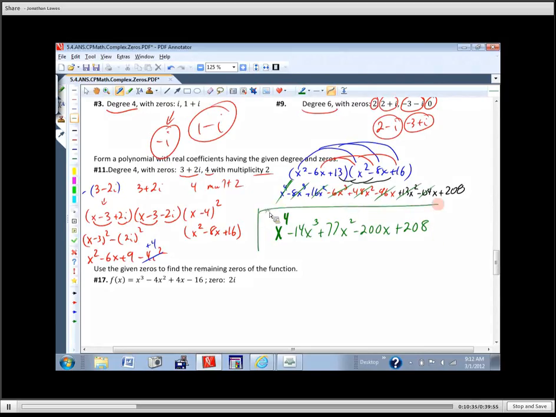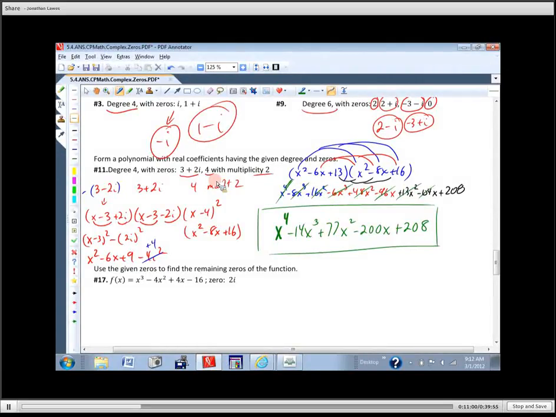So there we go. Okay, there's our fourth degree polynomial that would have two complex zeros of 3 plus 2i and 3 minus 2i, and then a double zero, or a multiplicity 2 zero, of 4. Okay? Lots of fun, right?